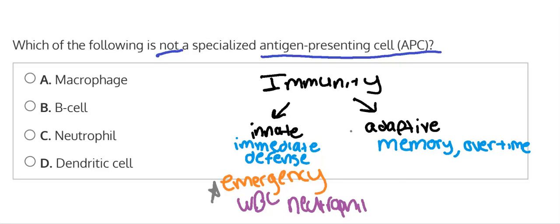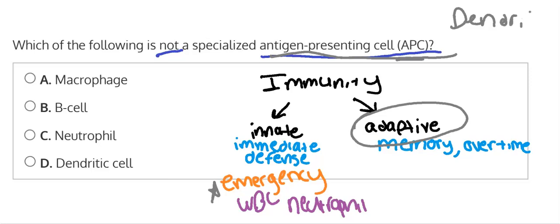And this adaptive immunity is what relates to the antigen presenting cells, because these are specific cells that find this information and present it to the immune system to help develop this memory, so that we can recognize invaders early on and don't have to have an immediate emergency response. We can get rid of them before there's a problem, so we can eliminate them early. Examples of these APCs are your dendritic cells, your macrophages, and your B cells.